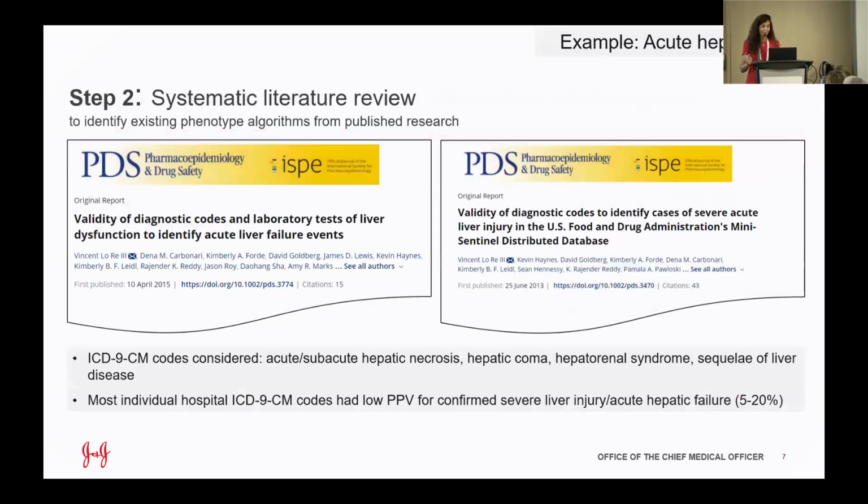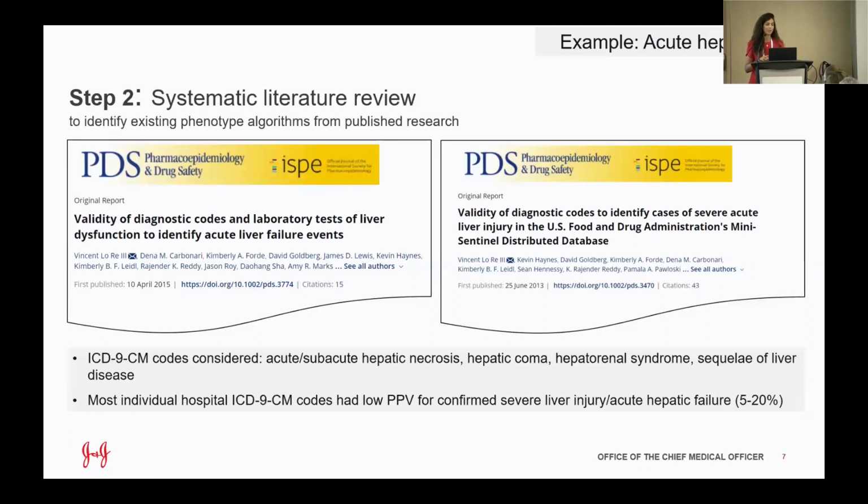Then we did the second step of our systematic review, and in acute hepatic failure, actually, there's a body of literature for studies who try to identify acute hepatic failure in electronic records or EHRs or claims. And here I'm highlighting 2 papers, one that came out of Sentinel. And that all happened in the world of ICD-9. And this is particularly important because acute hepatic failure actually doesn't have a specific code in the ICD-9 vocabulary.